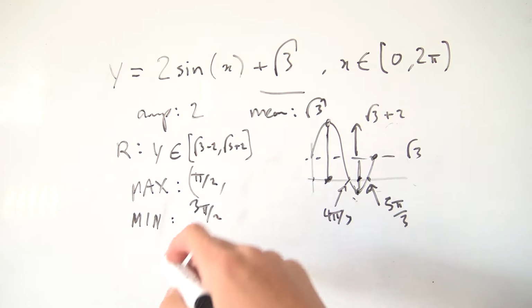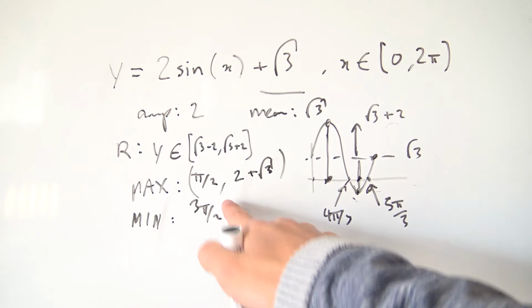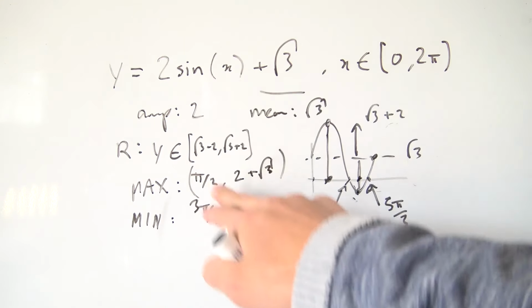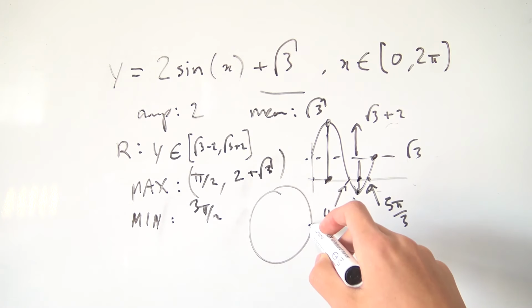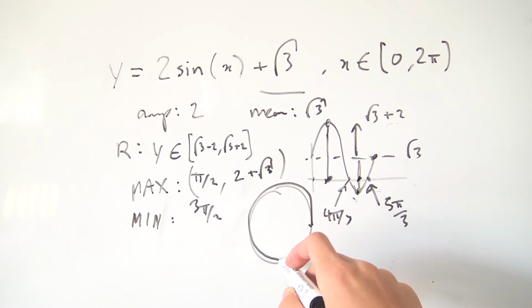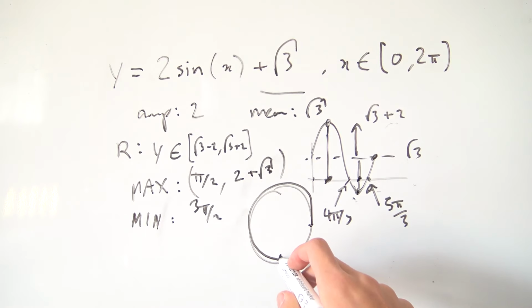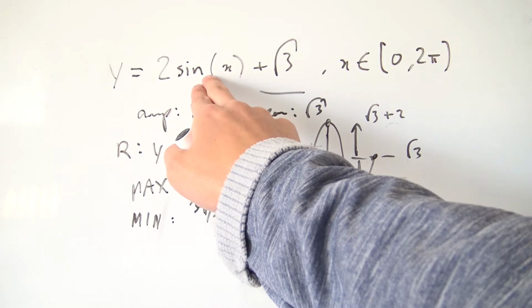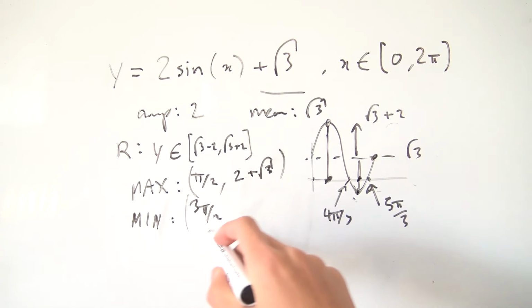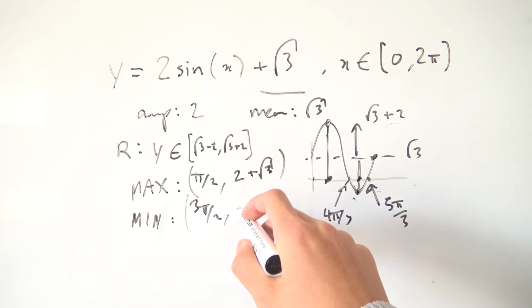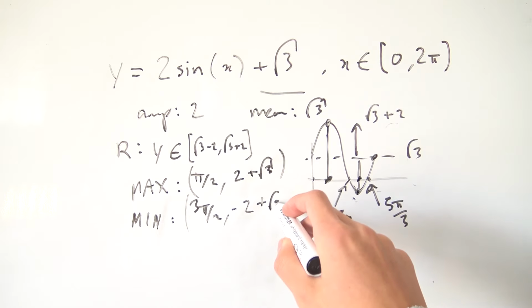As for our minimum, we can do the exact same thing. We can plug this into our equation right here. So 3 pi over 2, plug it into the sine. Well, we start over here and then we rotate all the way down to 3 pi over 2. So sine of that is just negative 1. So we're going to get negative 1 times 2, which is negative 2, then plus root 3. So we're going to get the respective y coordinate being negative 2 plus root 3.